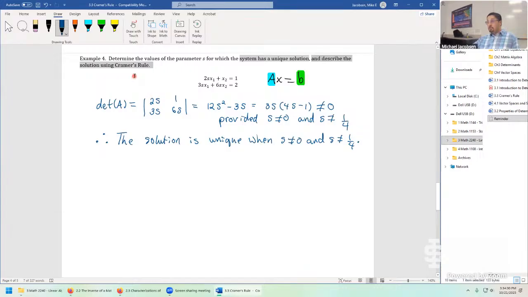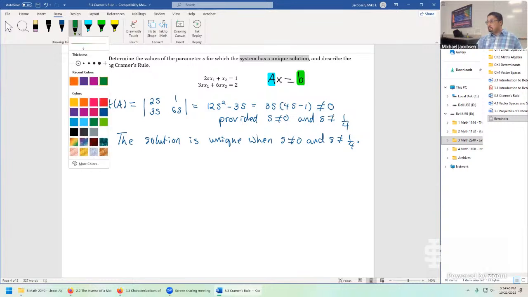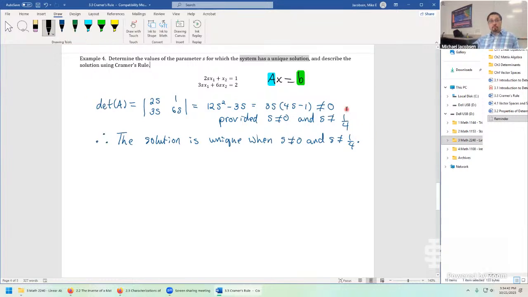Now we'll just describe the solution set by Cramer's rule. We already have one big part. This is the determinant portion. So we just need to look into A1b, A2b to get the total result. Any questions with the first part, just looking into the unique solution portion?